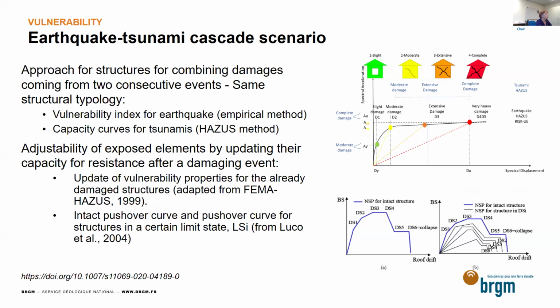So what we have done in order to combine earthquake and tsunami is that we have used two different approaches: the vulnerability index for the earthquake calculation and capacity curves for the tsunami, using Jesus methodology. So we update the vulnerability properties for the structures that are already damaged, and so the intact pushover curve is reduced in order to have less resistance and also less rigidity for the structure that is already damaged in a certain damage degree after the earthquake.